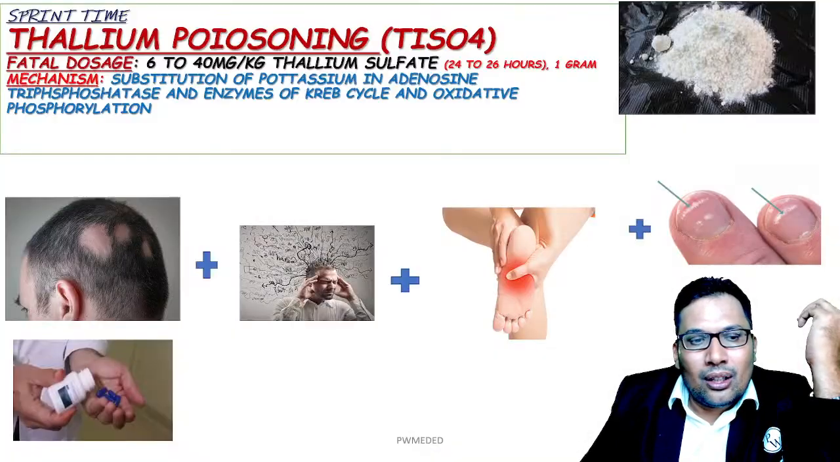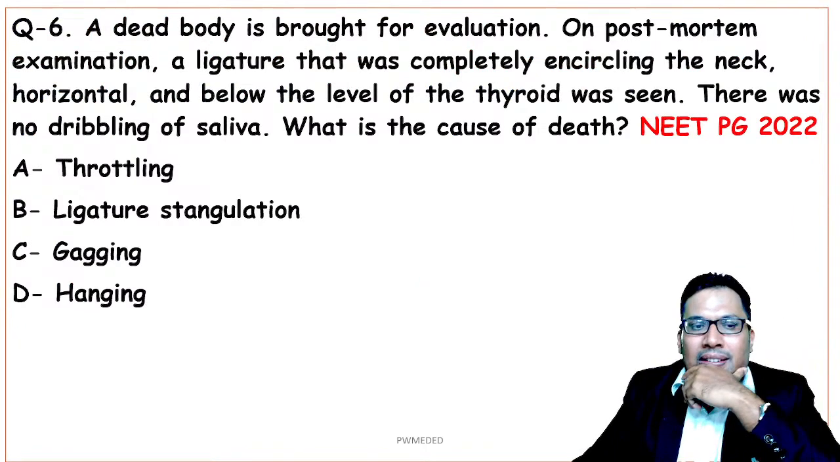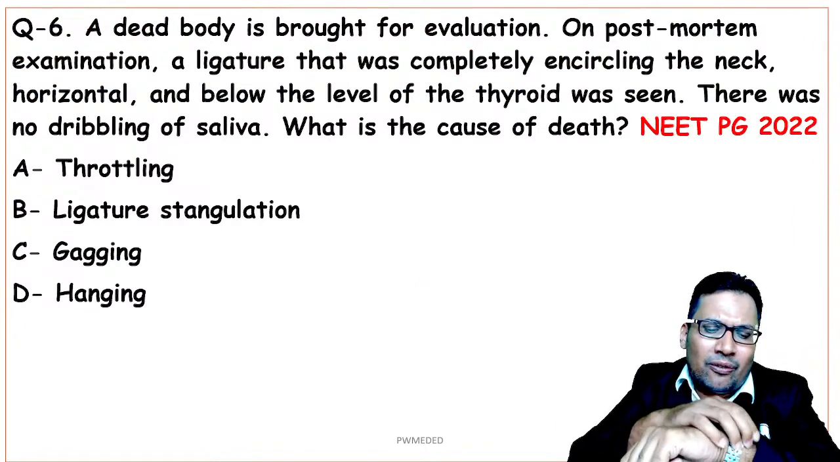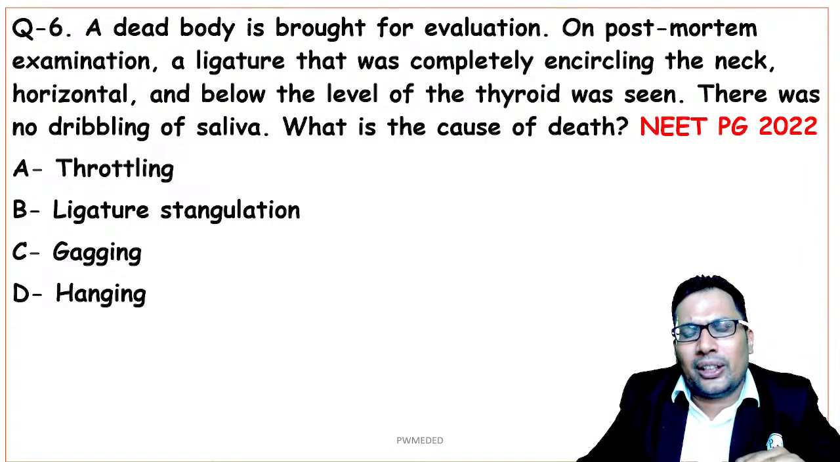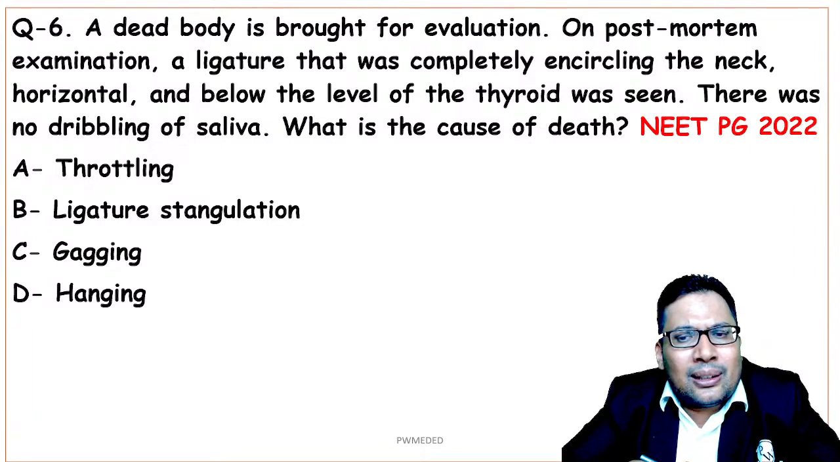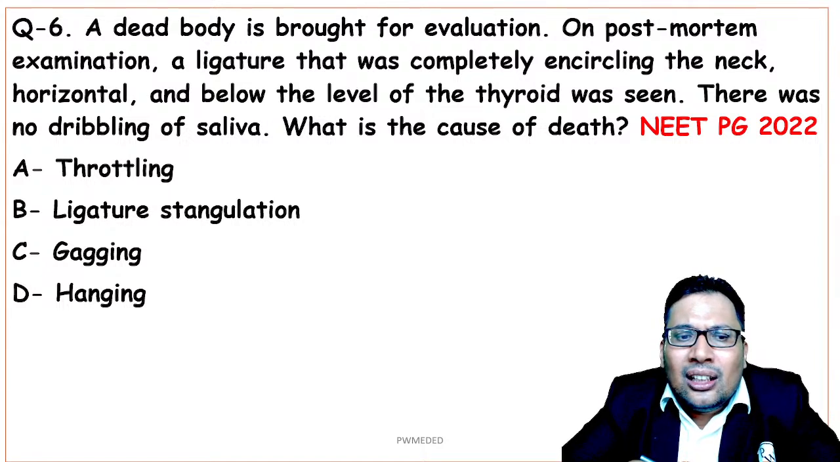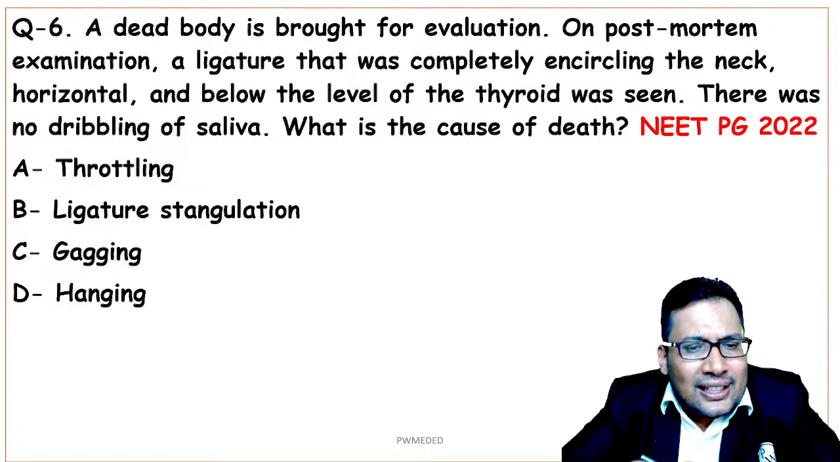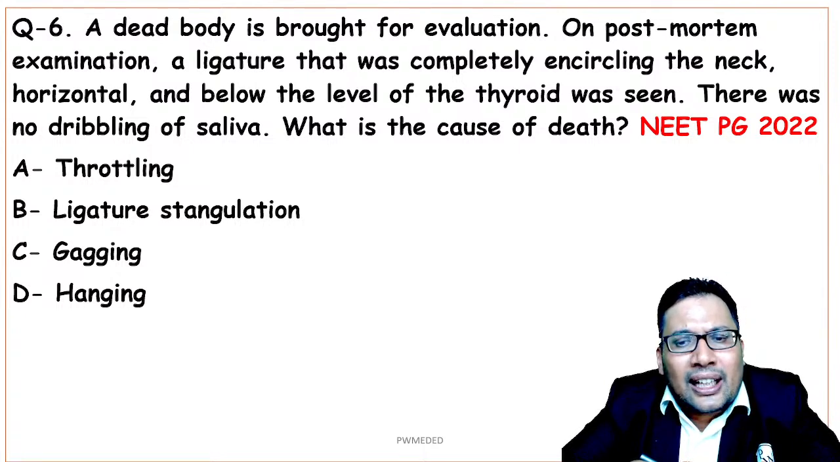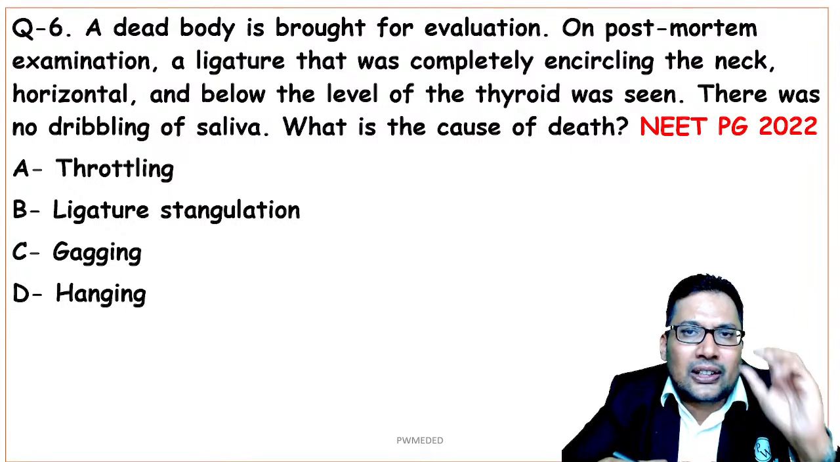Now look at this. Fine. Question number 6. A dead body is brought for evaluation. On post-mortem examination, the ligature was completely encircling the neck and was horizontal, below the level of the thyroid cartilage. There was no dribbling of saliva. What is the cause of death?